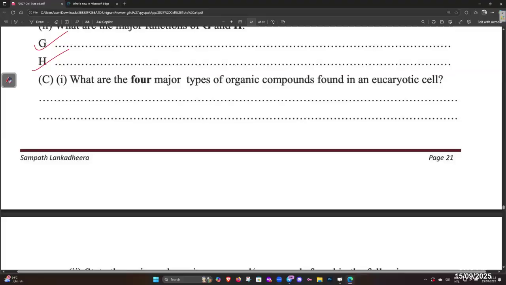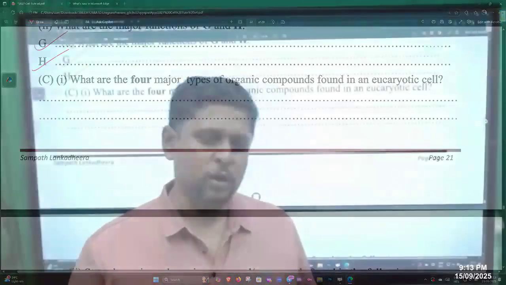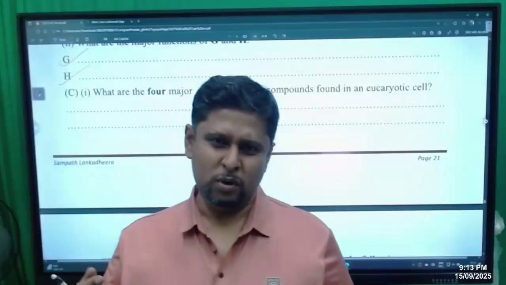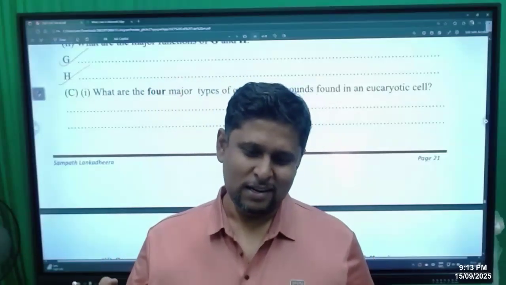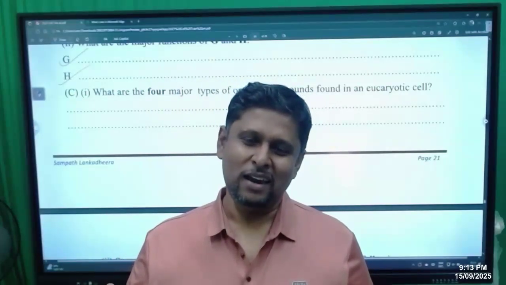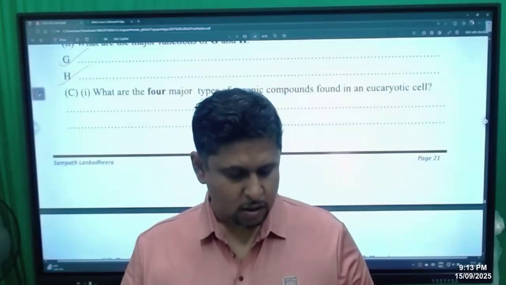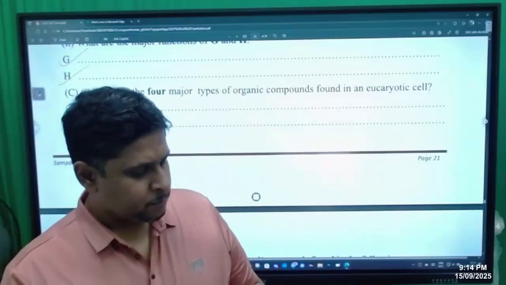Question C1. What are the four major types of organic compounds found in eukaryotic cells? Four major organic compounds in eukaryotic cells. What are those four? Proteins, nucleic acids, lipids, and carbohydrates. Right, moving to the next page.